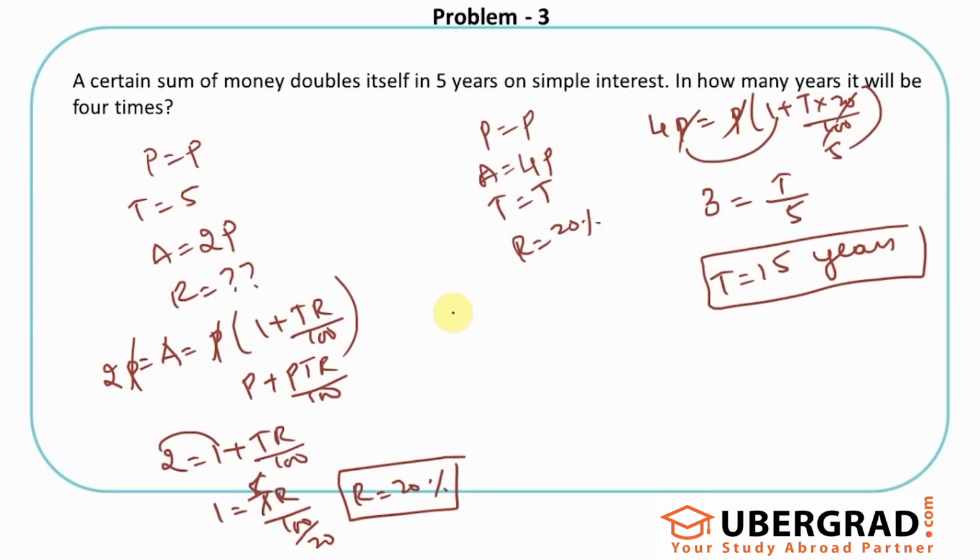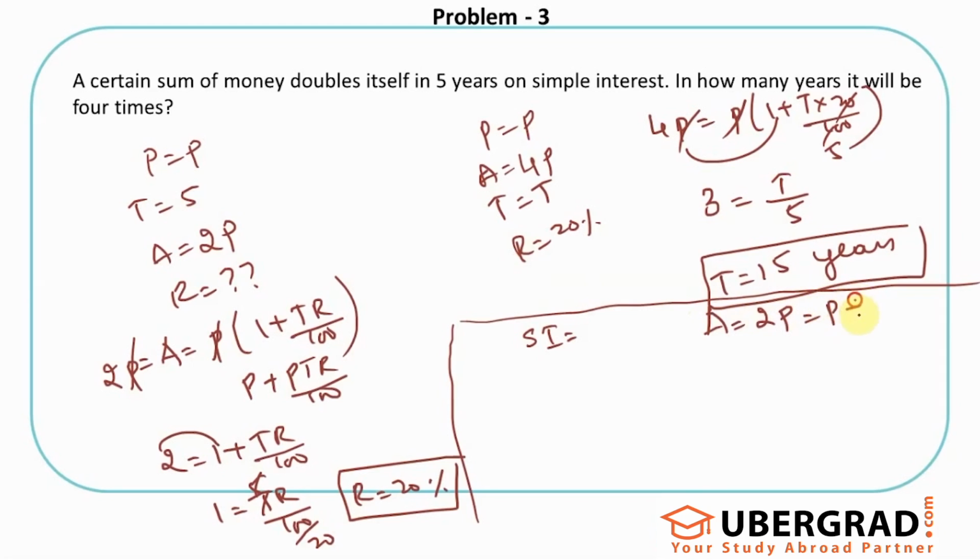See, this is an approach. A much faster and more efficient way for this question is this. As I've already explained earlier, simple interest is going to be the same for every year, right? For each and every year, doesn't matter first year, 10th year, 13th year. They are saying a certain amount doubles itself in 5 years. 2P, that's basically P plus SI. What is SI then? P, right?